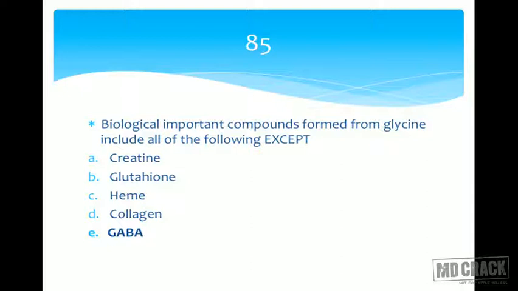The next was glutathione. Glutathione is gamma-glutamyl-cysteinyl-glycine. It is a tripeptide. So glutathione also requires glycine. Creatine also requires glycine to form guanidoacetate, which is further methylated to form creatine. So creatine, glutathione, heme, collagen, all of them require glycine, except GABA, which is got from glutamate. So let's go to the next question.